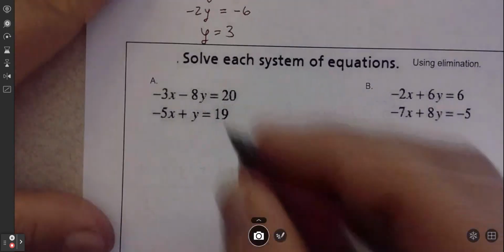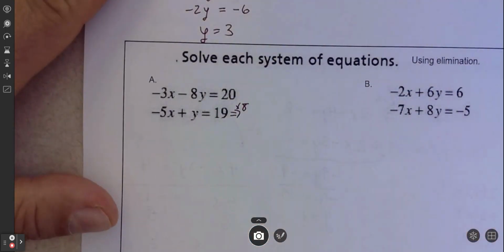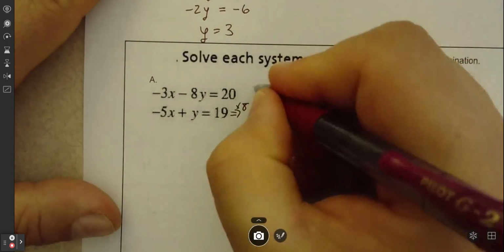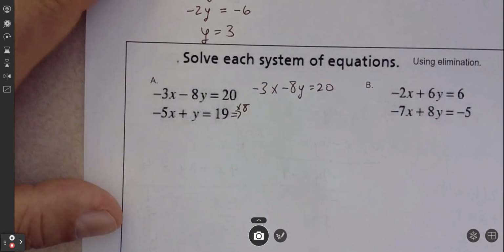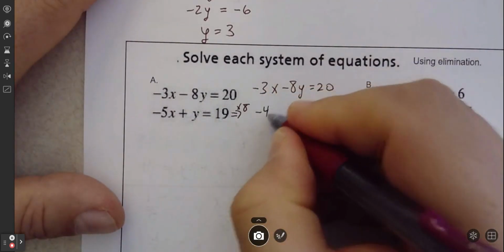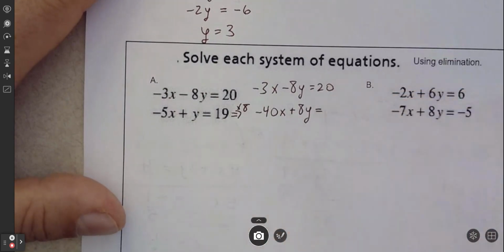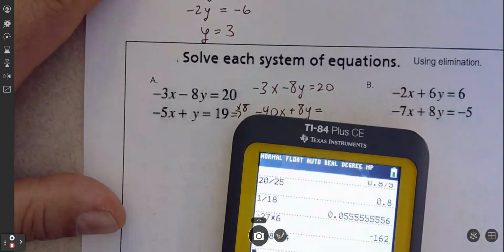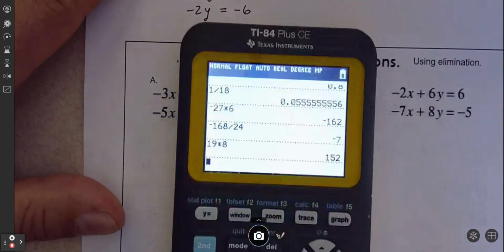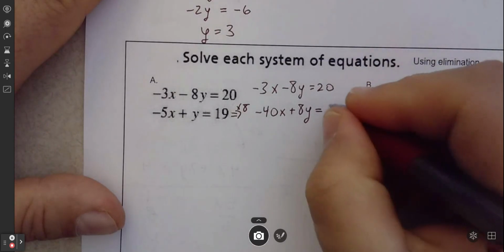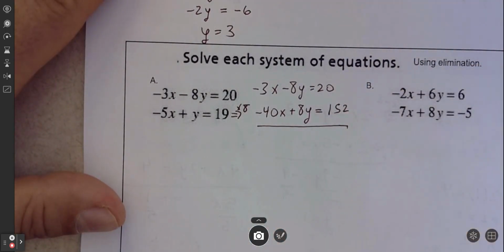8. So in order to do that, to be legal, I've got to multiply everything on that equation by 8. I'm going to leave the top one alone and multiply the bottom by 8. So I get negative 40x plus 8y equals 152. Was that 152? Yeah, 152. And now I can eliminate.